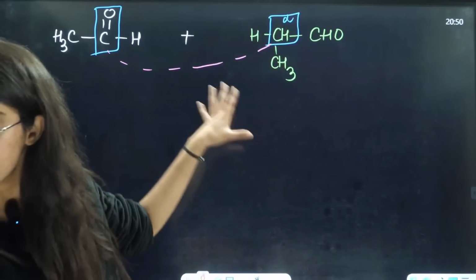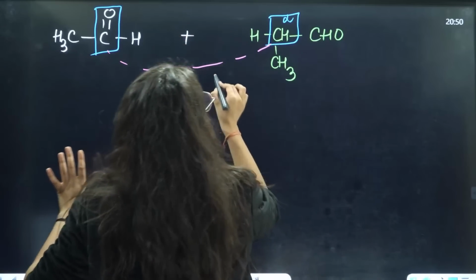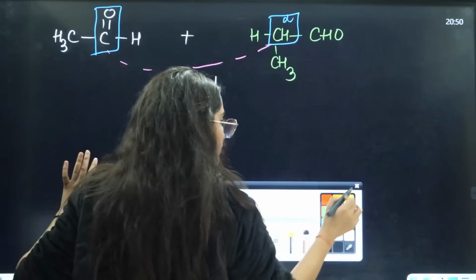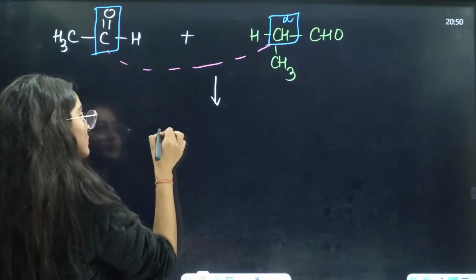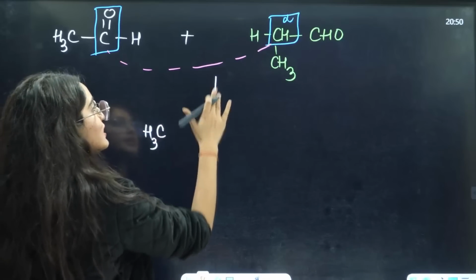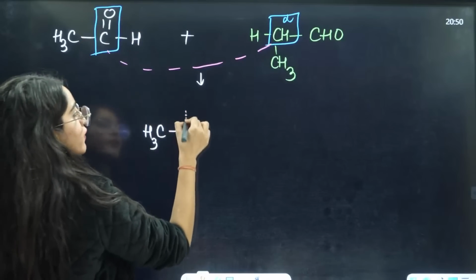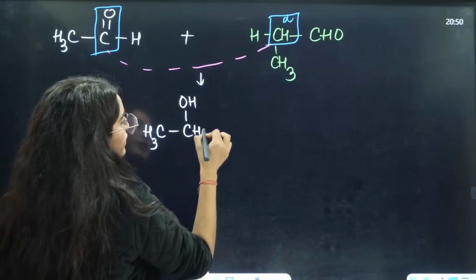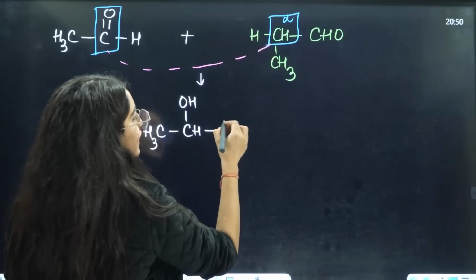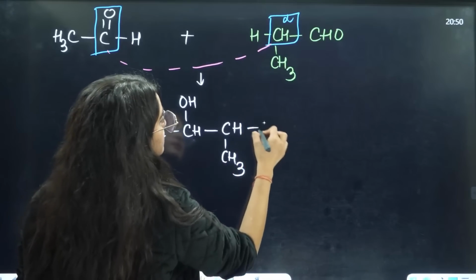We should just attach these two together. What you will get? Very good. Try to get the answer here. This will be CH3, right? This carbonyl is converted to OH. Then this is H here. Then both are attached. This is CH, this is CH3, this is CHO.